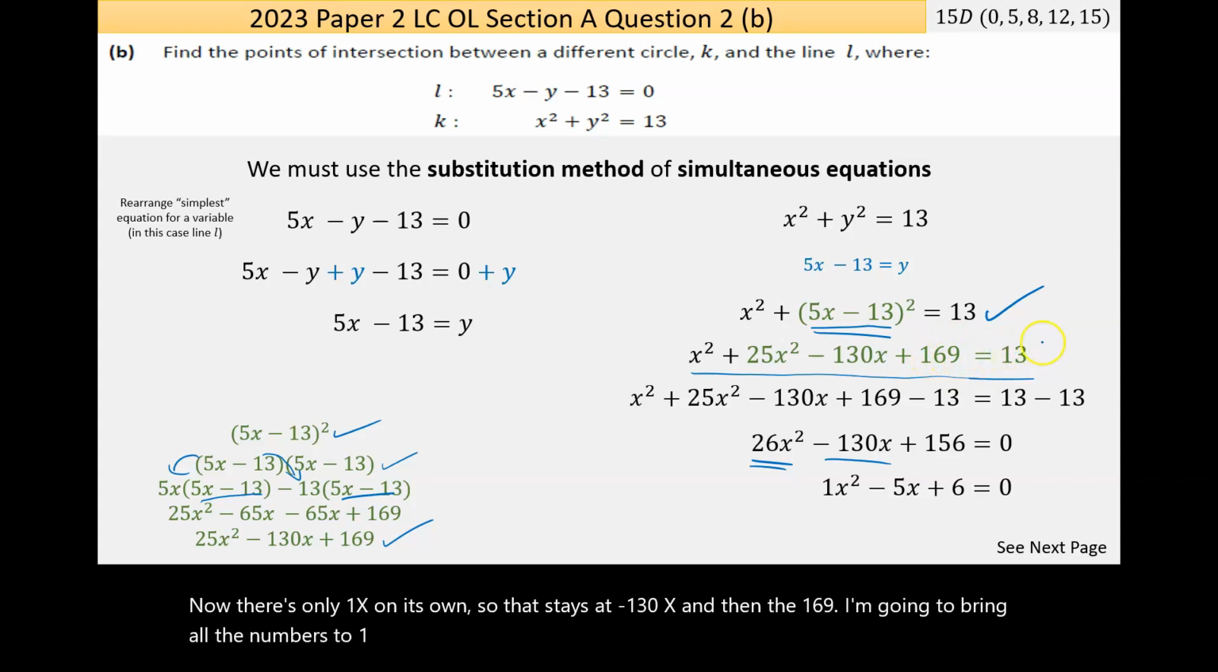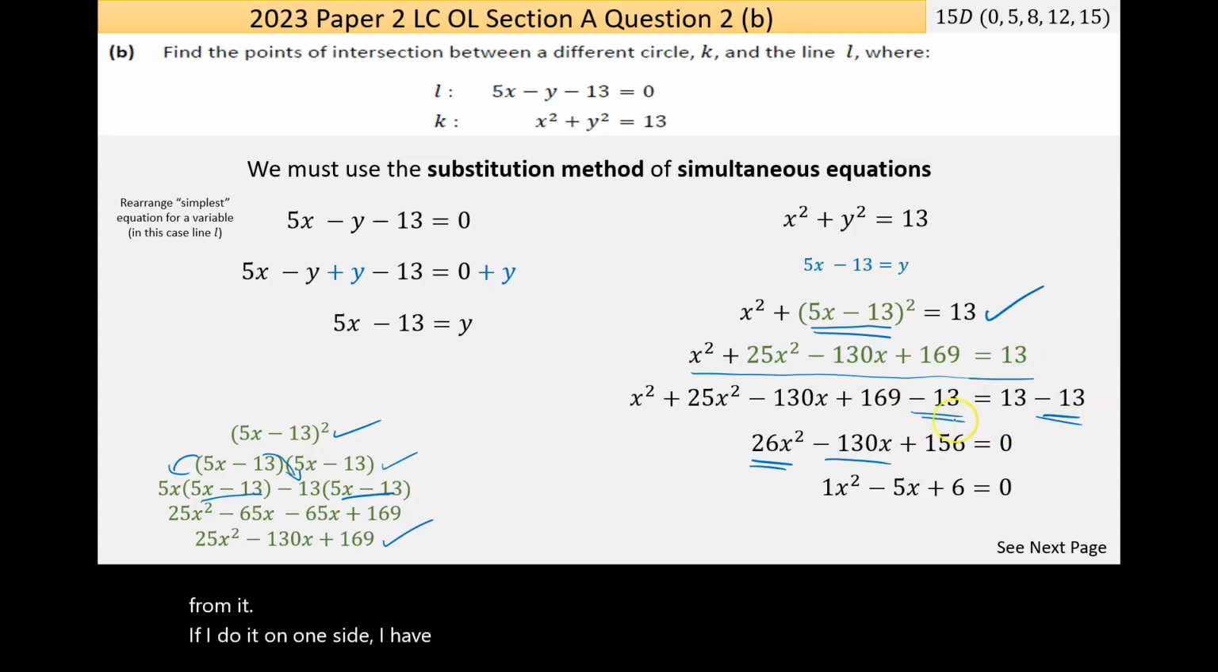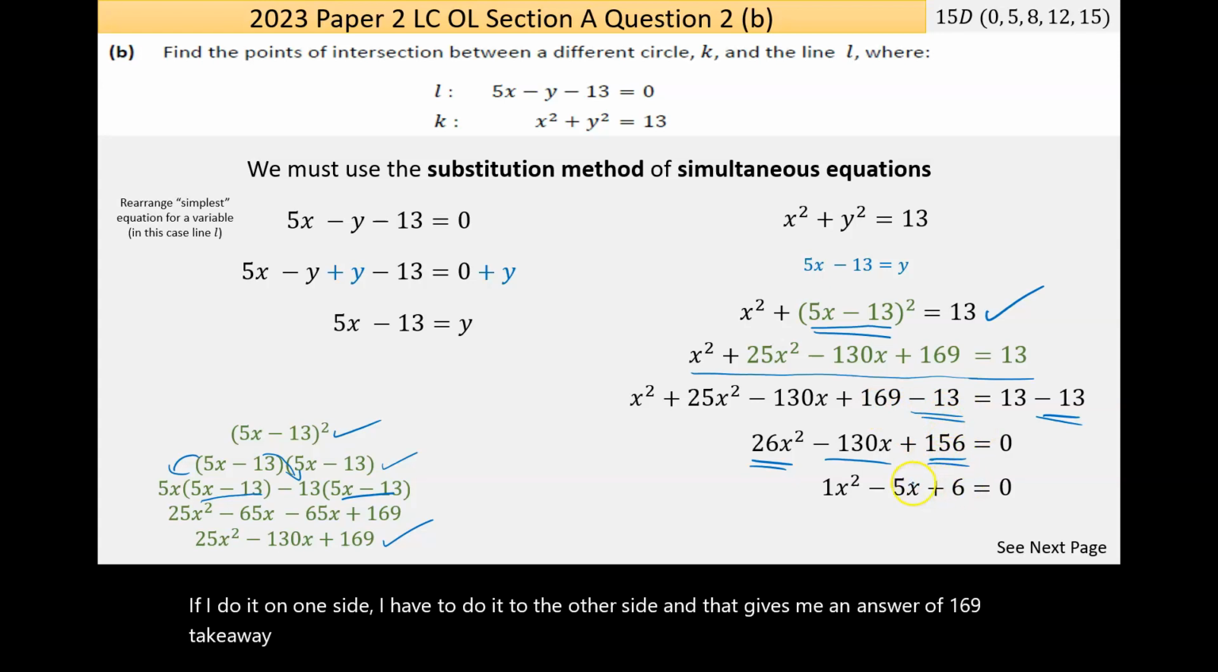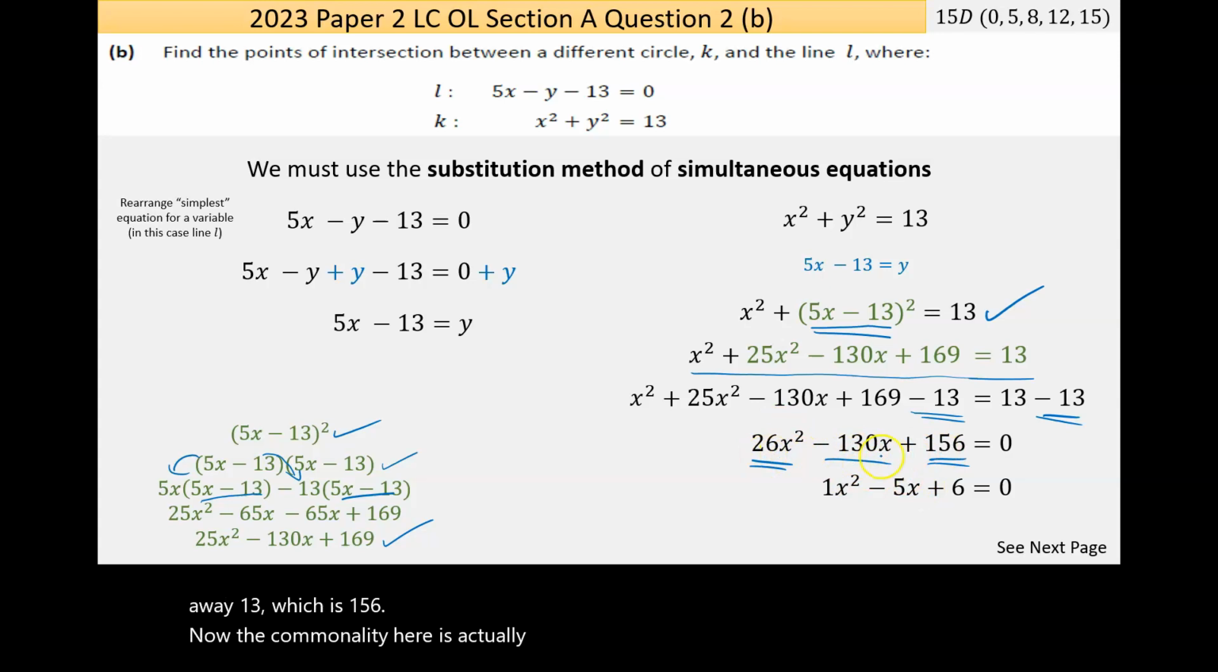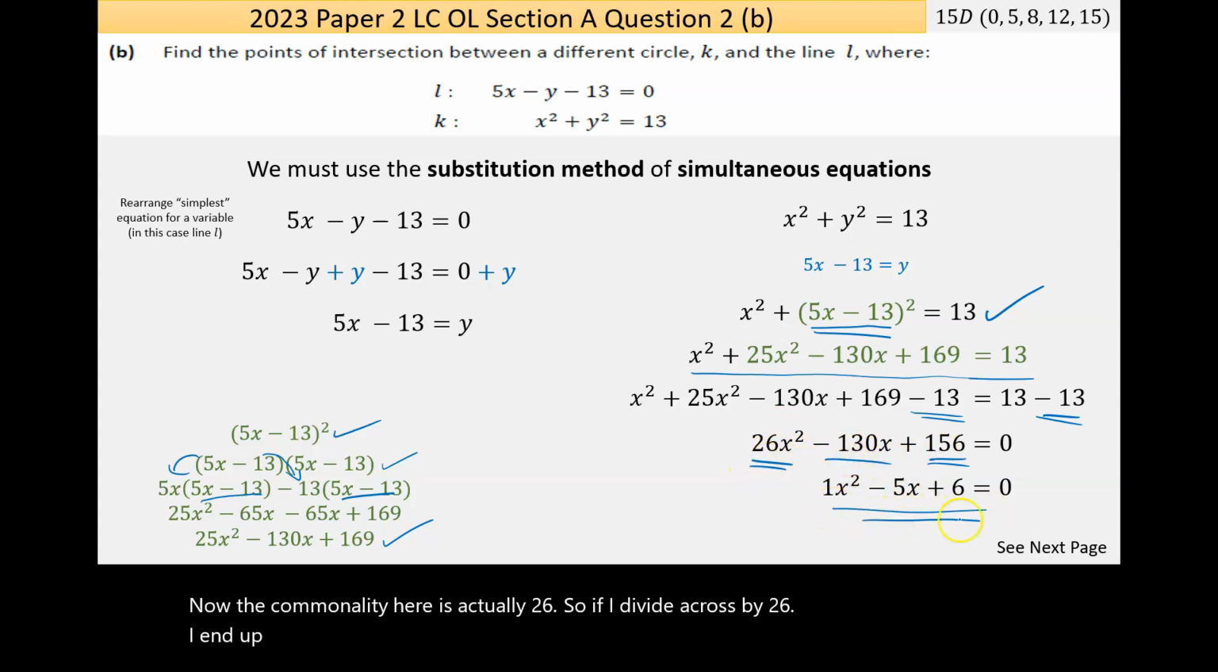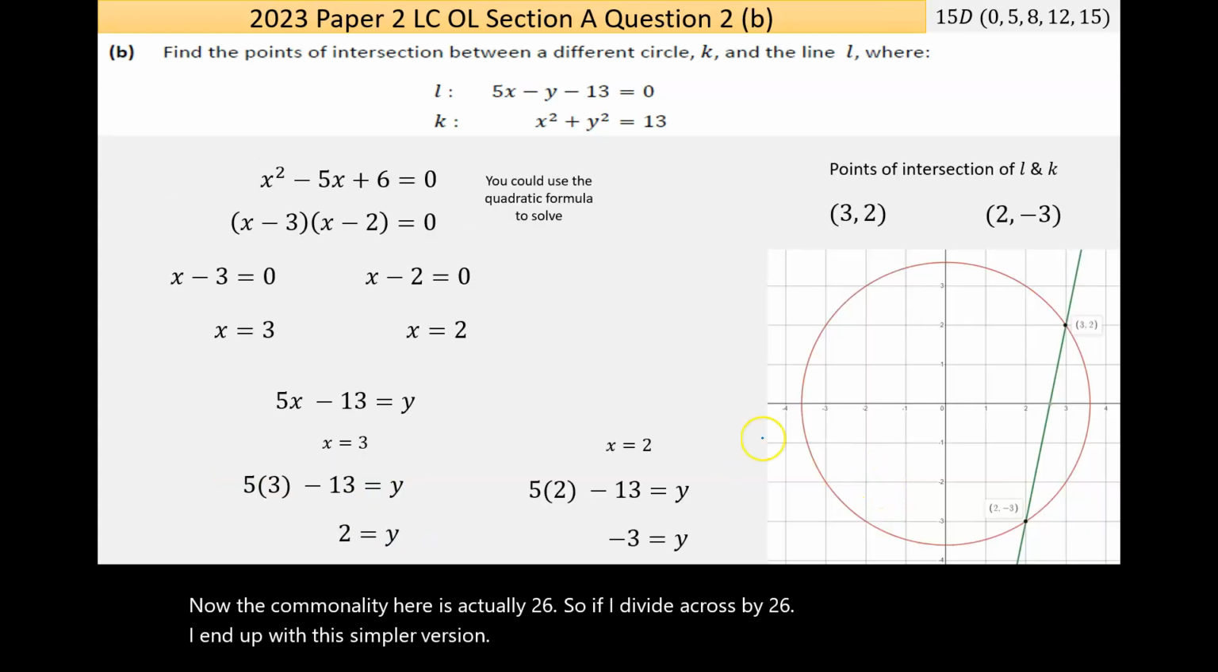So if I want to get rid of this 13 on the right, I'm going to take 13 from it. If I do it on one side, I have to do it to the other side. And that gives me an answer of 169 take away 13, which is 156. Now the commonality here is actually 26. So if I divide across by 26, I end up with this simpler version. Okay. Now on the next page, I'll finish that off.